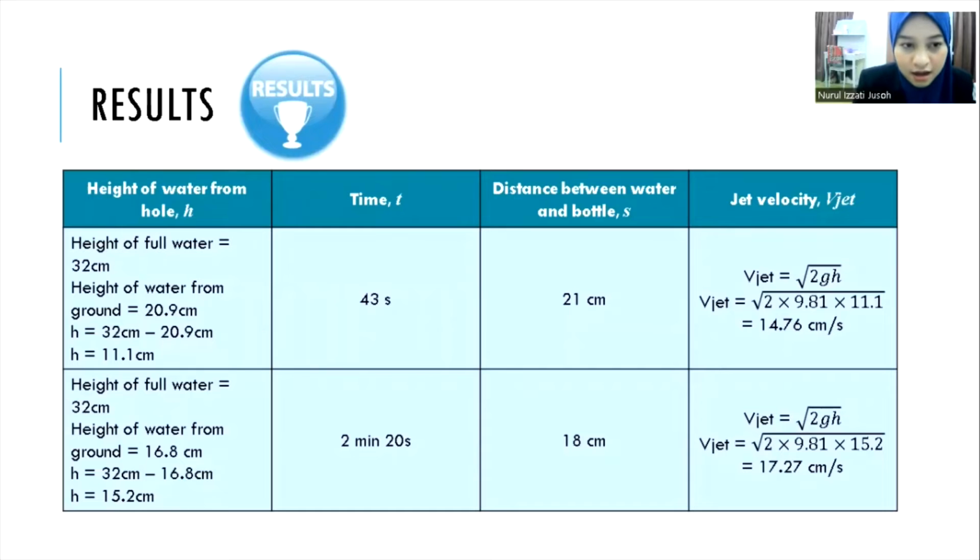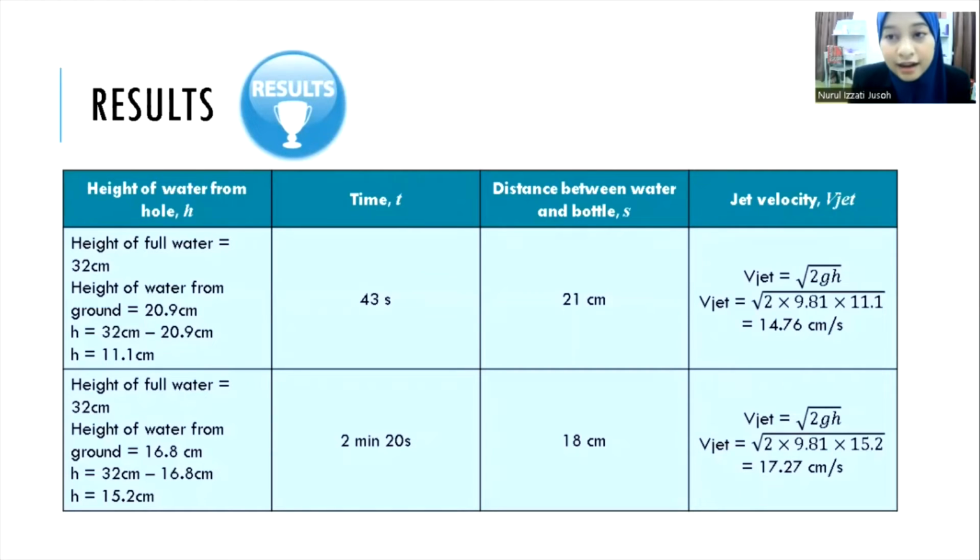For the first data, the height of the water from the hole is 11.1 centimeter, and the time taken for the water to stop is 43 seconds. And then the distance between the water and the bottle is 21 centimeter. And the jet velocity is 14.76 centimeter per second.